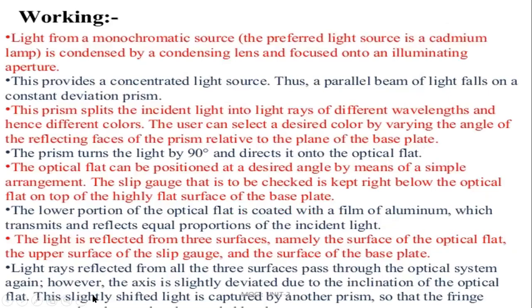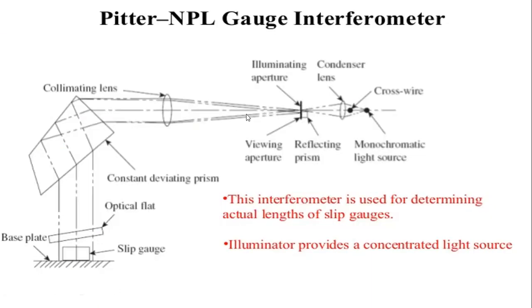The light source used here is a cadmium lamp. In the NPL flatness interferometer we are using a mercury vapor light source, but here a cadmium light source. That is the only difference.